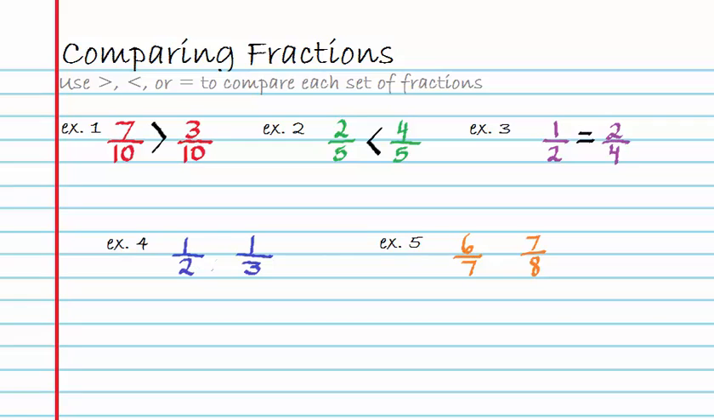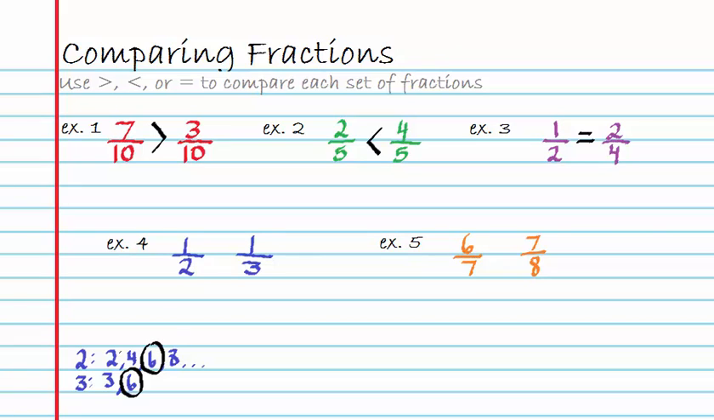So what we need to do in example 4, we need to get common denominators. So we look at their multiples. We look at the multiples of 2 and the multiples of 3. And we're going to figure out the least common multiple. So I'm going to list my multiples of 2. It's 2, 4, 6, 8. And remember, I could continue this as long as I needed to. For 3, I have 3, 6, and then there it is. I found my least common multiple. So this is going to be my common denominator.